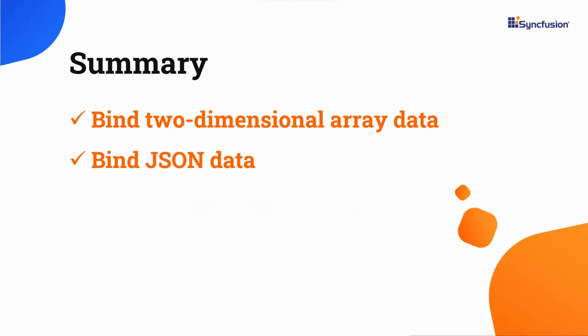In this video, you have seen how to bind an array and JSON data to the heat-map chart component using the cell binding and row binding methods.